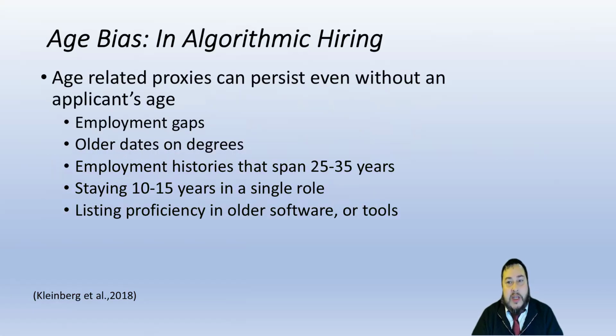Kleinberg and colleagues show that even when age is not included as a feature, models can infer it through proxy variables. Things like employment gaps, dates on degrees, and job entries can reveal an applicant's age indirectly. Long employment histories and periods in the same role spanning 10 to 15 years can indicate an older applicant. Even listing proficiencies in older software tools can serve as an age proxy.